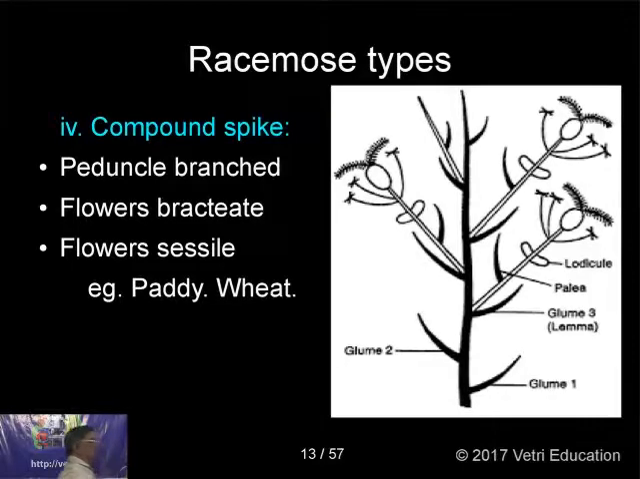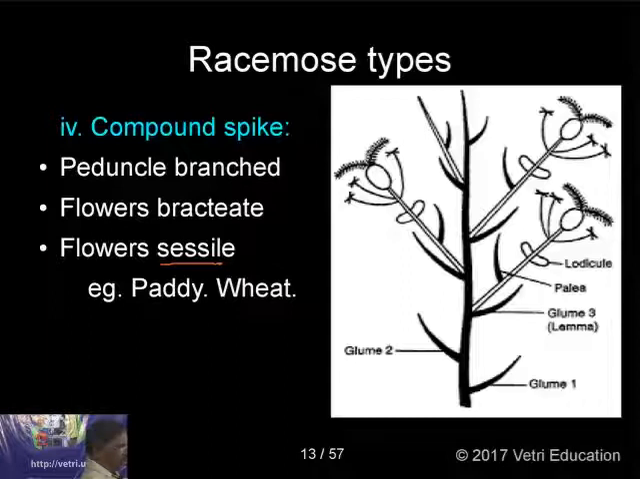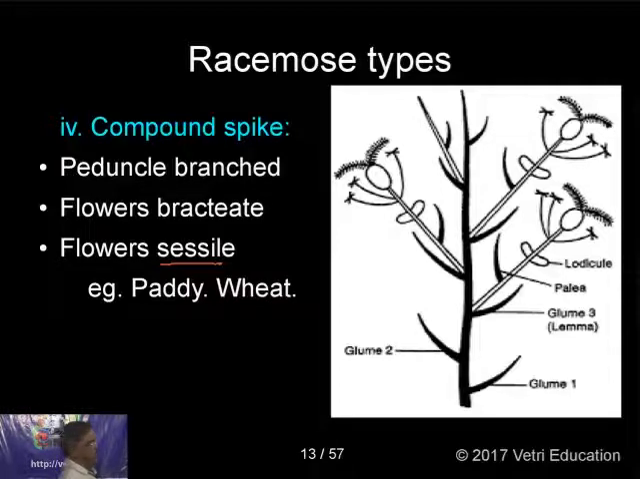The next one, compound spike inflorescence: peduncle is branched, flowers bracteate and flowers sessile. Sessile flowers, but with a branch. This you can find in the Gramineae family, in paddy, wheat, etc. You can find inflorescences like this. This is one branch here. In this branch, these are the glumes. Where there is no flower, these are called sterile glumes. Where you can find a flower, that is called the fertile glume, the lemma. Above the lemma, you can find another bracteole-like structure, the palea. The lemma is considered a bract, and the palea is considered a bracteole. Here the perianth is modified into lodicules, and you can find a flower with the androecium, gynoecium, etc. So it is a branched spike, called a compound spike. Examples: paddy and wheat.